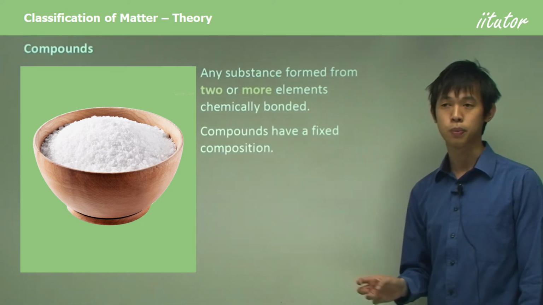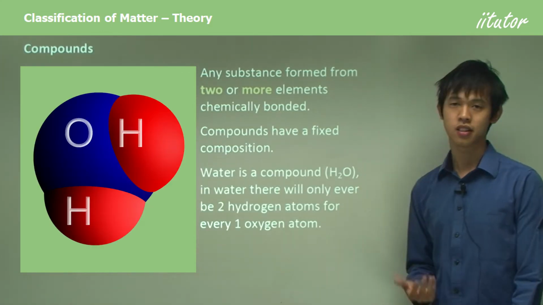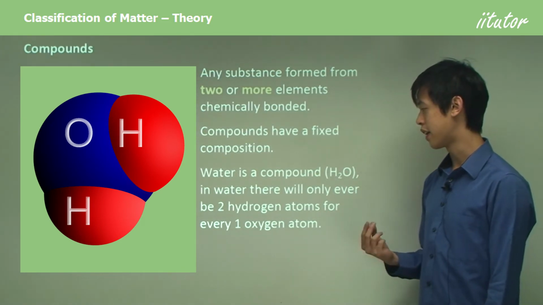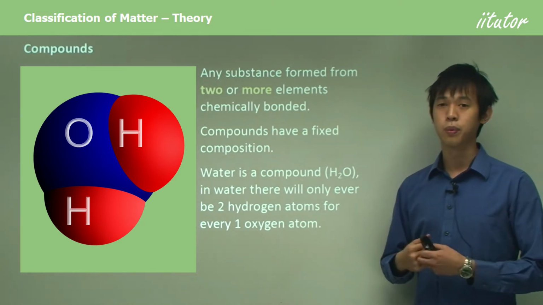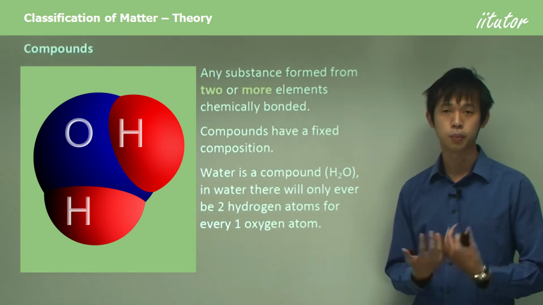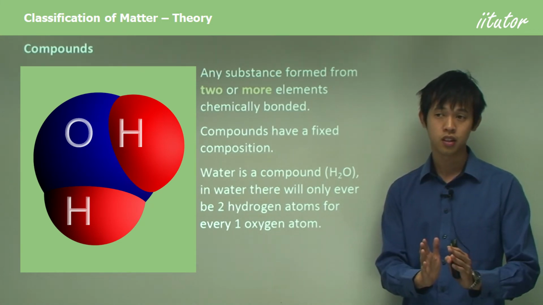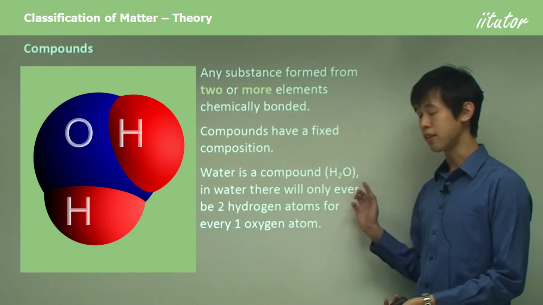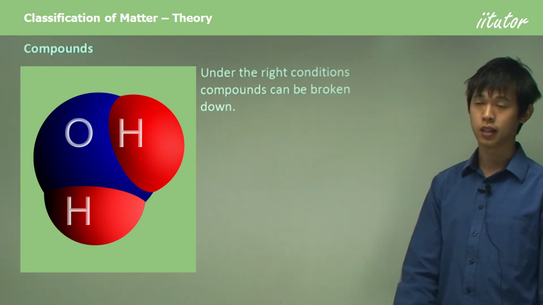Now compounds have a fixed composition. For instance, if I had carbon dioxide, or water in this case, let's go with water. Water is a compound, H2O. In water, there will only ever be two hydrogen atoms for every one oxygen atom. You're not going to find a water molecule that has two hydrogen atoms and two oxygen atoms, because that's a completely different chemical. So you can see that compounds have to have the same composition to be called the same compound. H2O2 would be a completely different compound to H2O. Under the right conditions, compounds can be broken down back into elements.